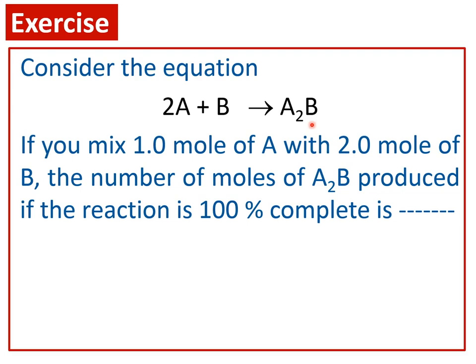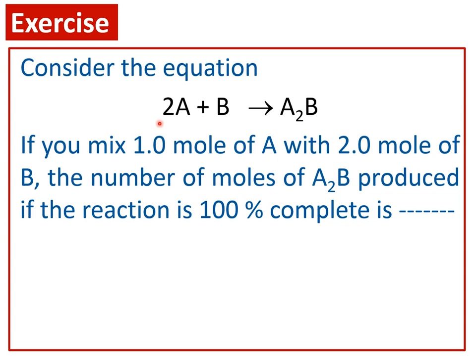So if you have only 1 mole of A, this will require half a mole of B. Do we have half a mole of B? We have more. So 1 mole of A will take only half a mole of B to produce also half a mole of A2B, because the stoichiometry reads 2 to 1 to 1. This is the stoichiometry, and everything should move according to the stoichiometry.